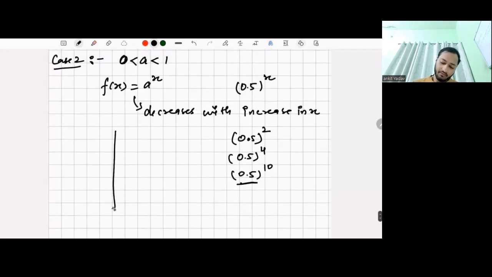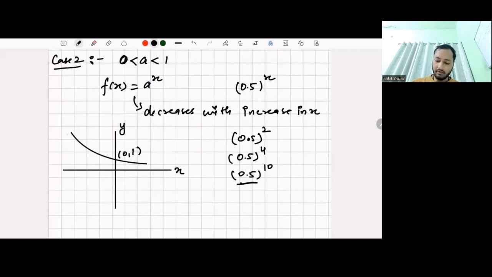this, graph will somewhat look like this. y is equal to a^x का ग्राफ जो है इस तरीके का ग्राफ कुछ बनेगा, ठीक है, so this was the exponential function for you.